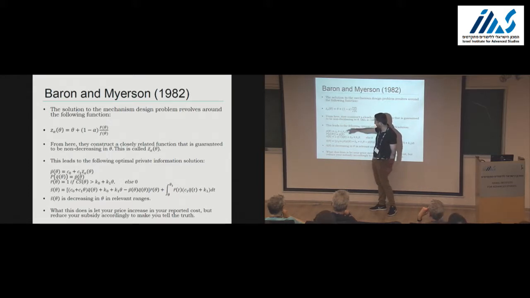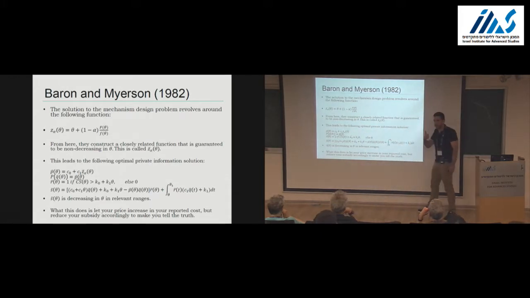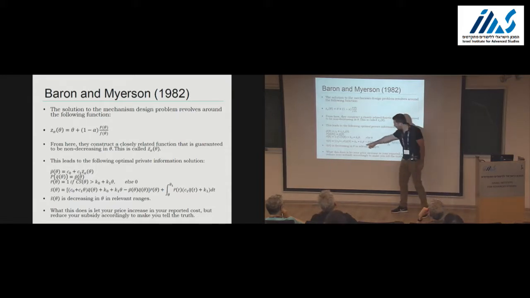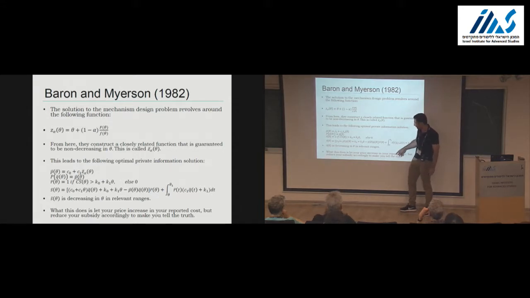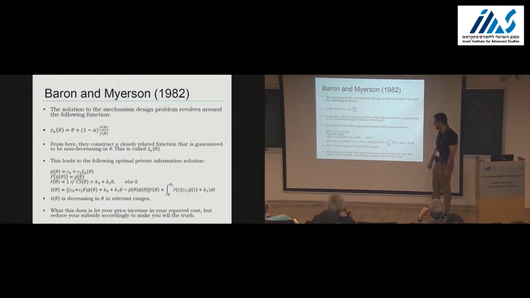But it looks like this. So it's non-decreasing in theta. You can report a higher theta and you're going to get a higher price. But the reason you don't do it is because it's going to lower your subsidy. This big subsidy function, which is a function of many different things, is actually decreasing in your reported theta in the relevant ranges. So you can report a higher cost, but you're going to get a bit less subsidy. So it gives incentives to tell the truth about your costs.